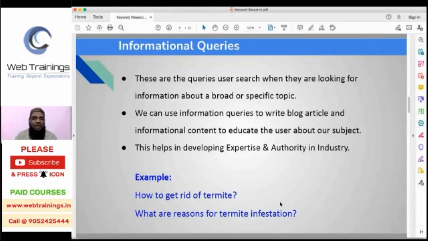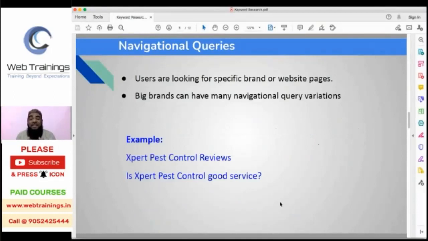The second category of our topic is called navigational query. Remember, in a navigational query, the user has moved from cold to warm. You know why? Because he did research. He understood what the different topics and options in the market are. So users are looking for a specific brand or website pages, meaning they know what they want, and now they are looking for specific companies or brands only. That kind of queries, we generally call navigational queries.